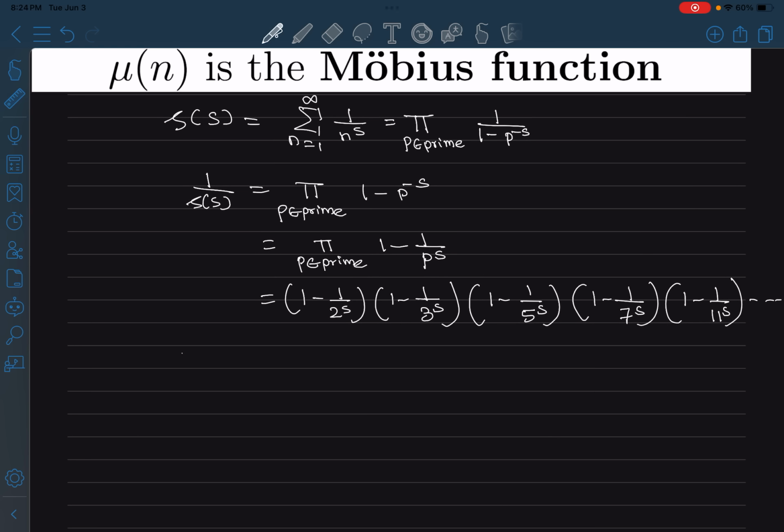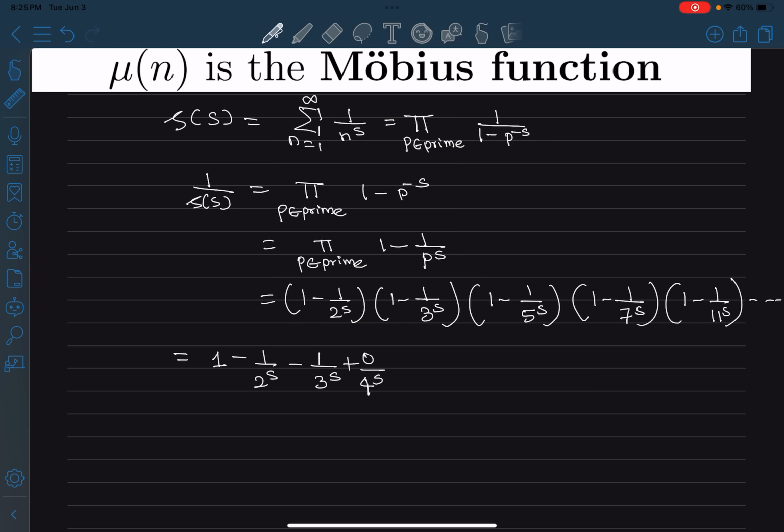Okay, now let's see what happens. First of all, if we take all the 1s, we will get 1. Now if we take negative 1 by 2 to the power s and all the other ones, we will have minus 1 by 2 to the power s. If we take negative 1 by 3 to the power s and all others just ones, we will have minus 1 by 3 to the power s. Do you think we can get 1 by 4 to the power s? No, because there's just one 2 to the power s, so we cannot get that. So let me still write it as 0 by 4 to the power s.